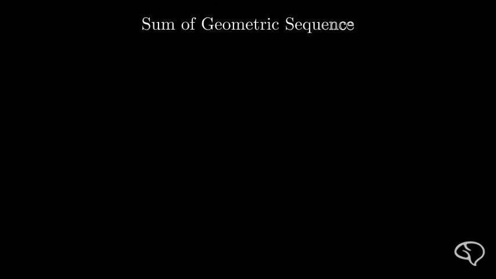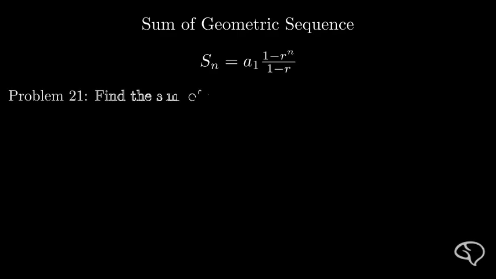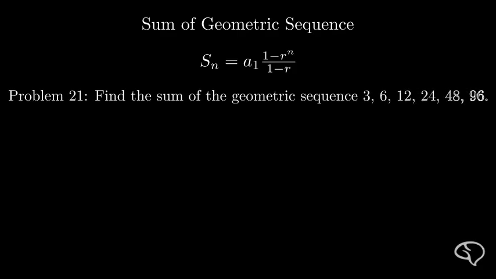Now for geometric sequences. The sum of the first n terms, S sub n, is a sub 1 times the quantity 1 minus r to the n, all divided by 1 minus r. Let's find the sum of the geometric sequence 3, 6, 12, 24, 48, 96.